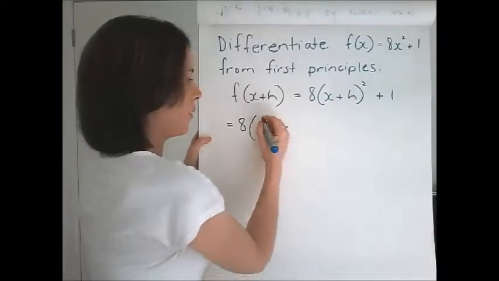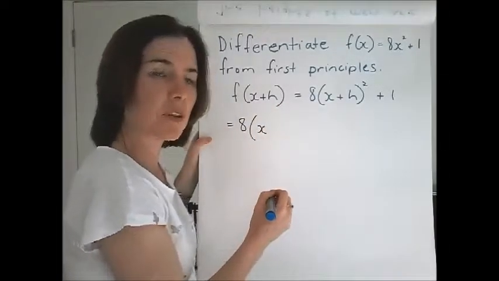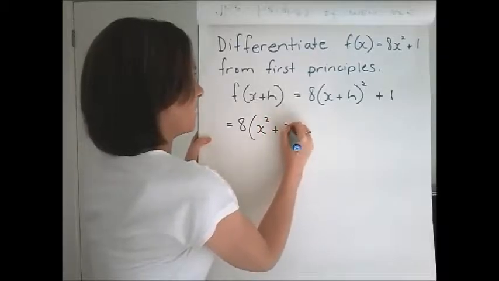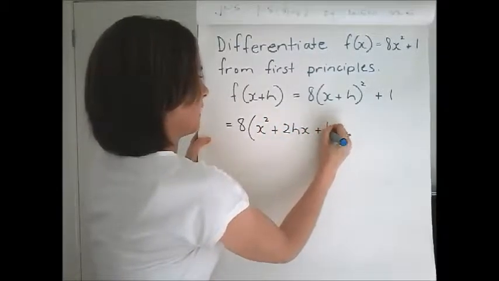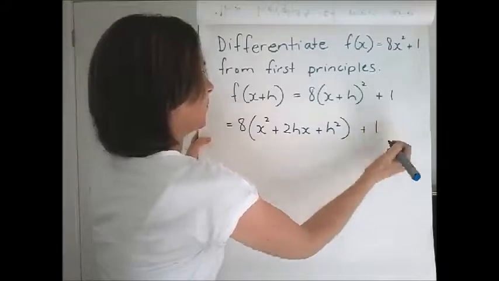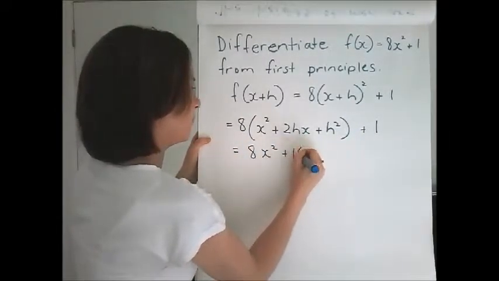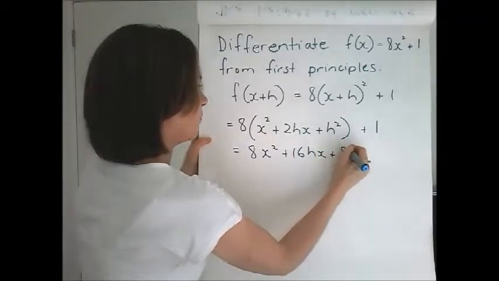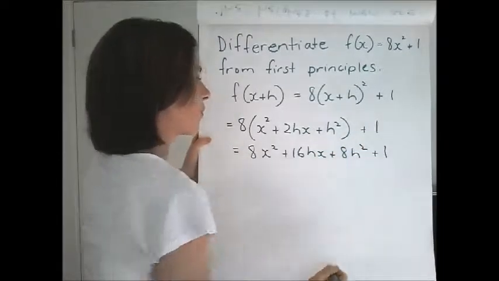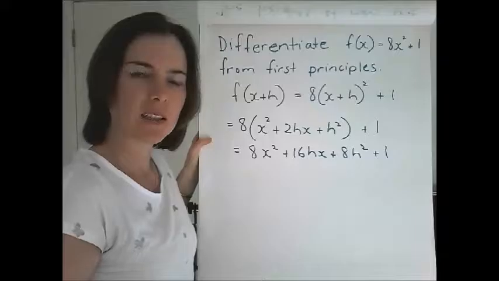So it's a perfect square, which we know how to expand. x squared plus 2hx plus h squared. Keep expanding. And that's as far as we can take it.